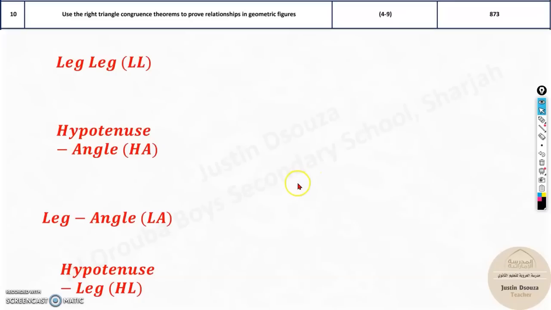Now we move to the final topic in part one, that is topic number 10. We have to use the right triangle congruency theorems to prove relationships in geometric figures. Before we start the problems, let's quickly go through a few of these things. Leg hypotenuse, angle leg, angle hypotenuse, leg. You might be thinking, what is this, if you have not come across this before.